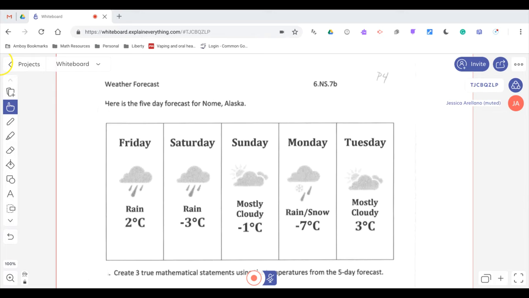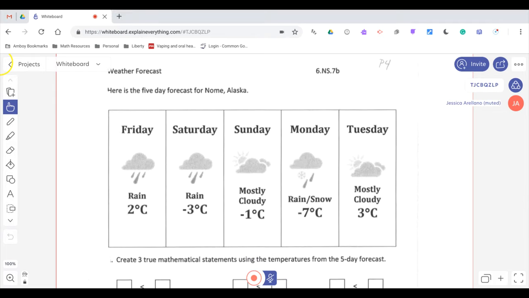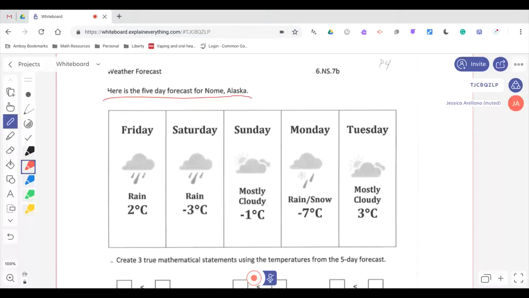Okay, so in front of you, what you should see, it says up here in the directions that this is the 5-day forecast for Nome, Alaska. And I know everything is in Celsius, but if you are familiar with Celsius at all, 0 degrees Celsius is freezing, so it's like 32 degrees Fahrenheit. So all of these temperatures are pretty cold, all within the 30s or upper 20s of degrees.